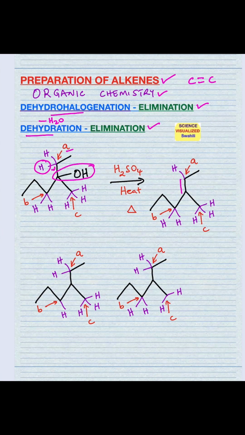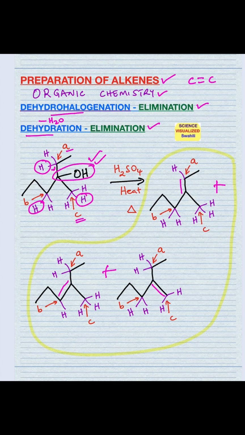The other option is losing hydrogen at carbon labeled B. So this carbon here. When you lose that hydrogen together with the OH, now you end up with a double bond at this position. And then the last product will be the loss of one of these hydrogens at carbon labeled C, which has three hydrogens. So when you lose this hydrogen, for example, together with the OH, you end up with a double bond here. So we see that we have three possible products.